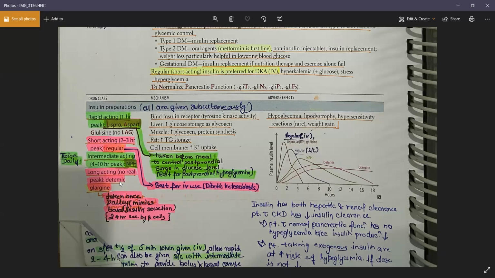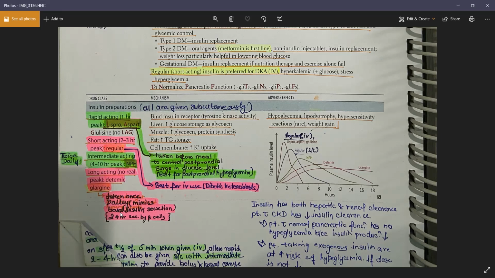So if Step 1 asks you how you can mimic a normal insulin release with these therapies, that would be to give the patient the rapid-acting ones, lispro, aspart, glulisine, just before the food or just before the meal, and a one shot daily of the long-acting ones to mimic the basal insulin release.